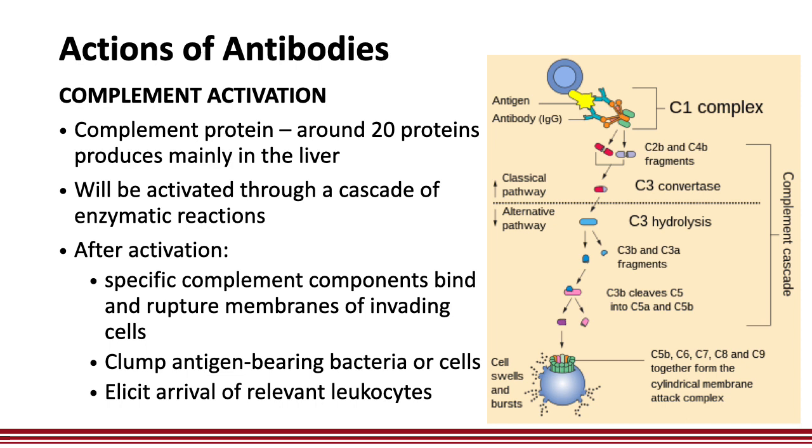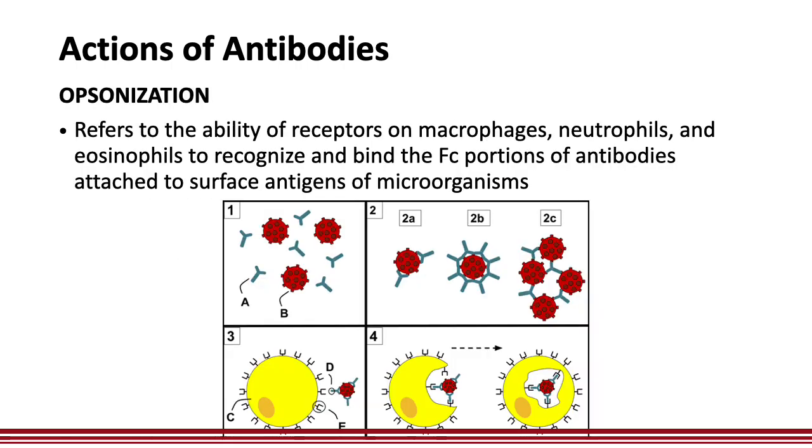Once complement is activated, specific complement components bind and rupture membranes of invading cells. They also clump antigen-bearing bacteria or cells and facilitate chemotaxis. Now, one of the effects of complement activation is opsonization, and this refers to the ability of receptors on macrophages, neutrophils, and eosinophils to recognize and bind the Fc portions of antibodies attached to surface antigens or microorganisms.